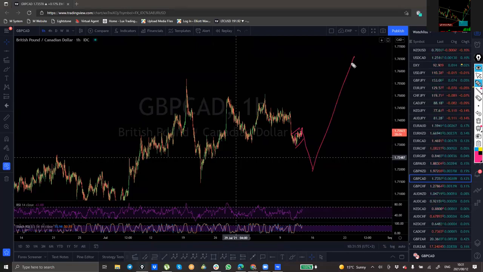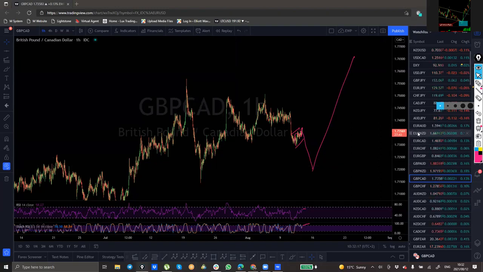It's within a triangle. If one takes a look at the forecast on the website, we're expecting one more down before we can get a move to the upside, but it's not a trade setup. As you can see, the stock RSI and the RSI are all high up there. So no trade setup on pound Canada.